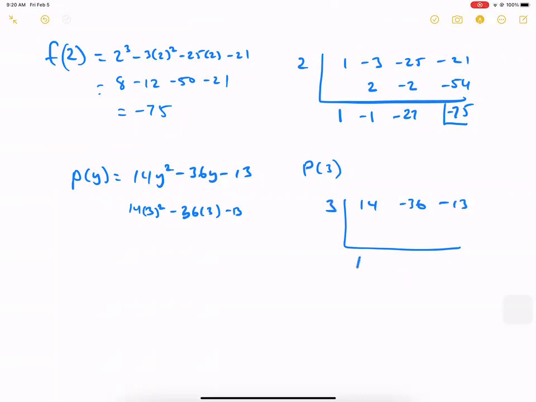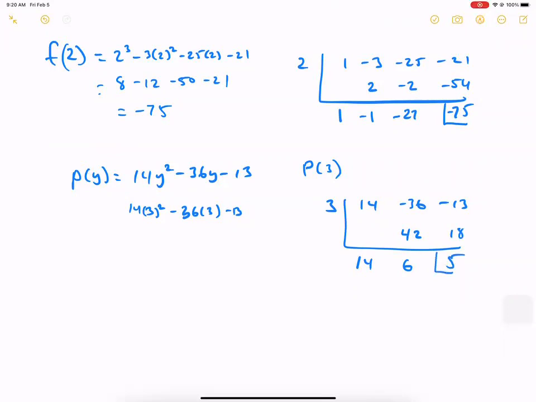So 14. This one might be a little bigger because the numbers were multiplying. 30 plus 12 is 42. We minus, this becomes a 6. 6 times 3 is 18. 18 minus 13 is 5. Let's see, we end up with the same thing.